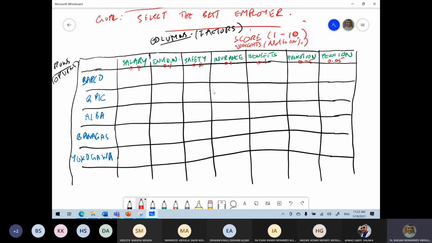After we did this, now it's our turn to start doing our calculation. Okay, great. Let's start with the salary part. Now from 1 to 10, how much are you going to score for Bobco, and then GPIC? We're going to go one by one. So starting with Bobco, what is the score from 1 to 10? 7. 7, for example. Others, what do we want to say? 8.